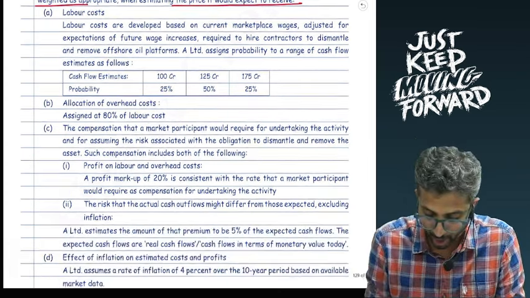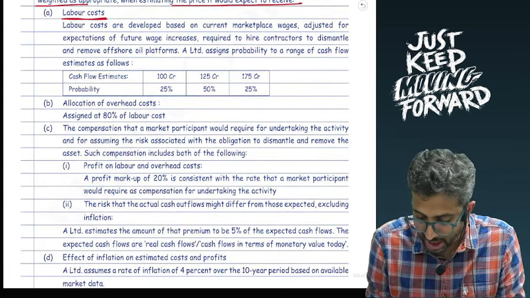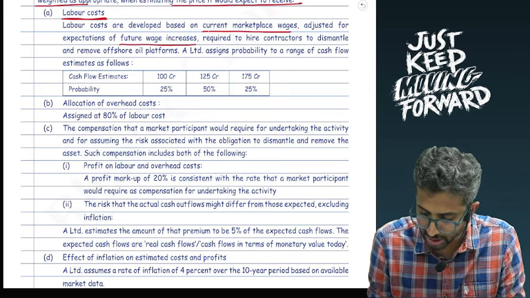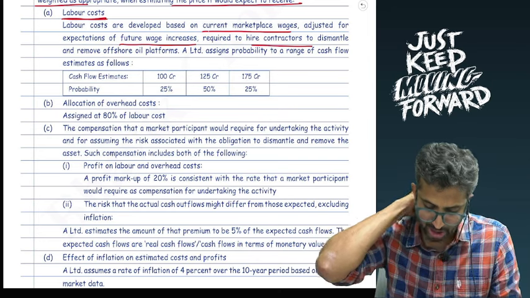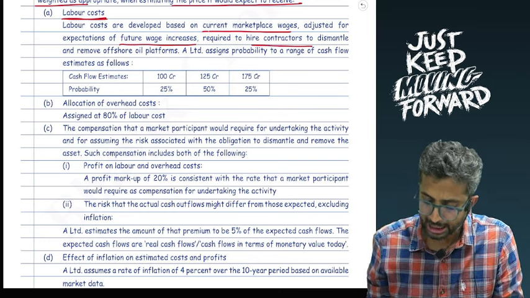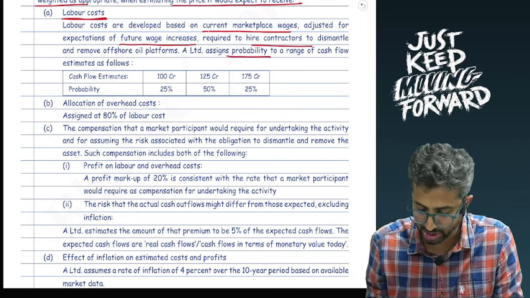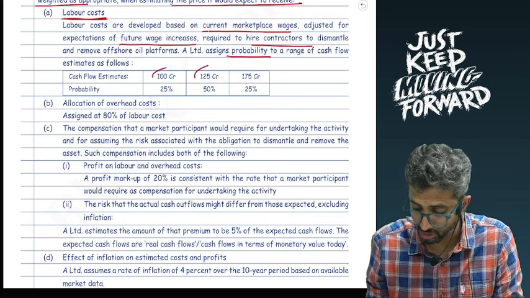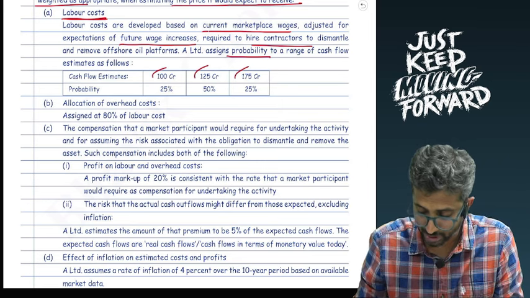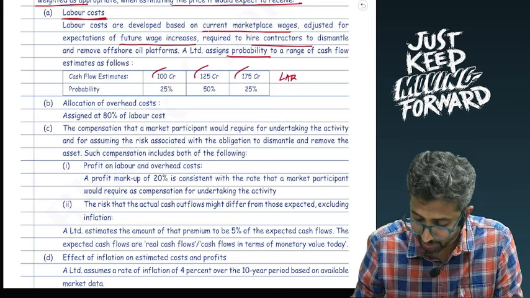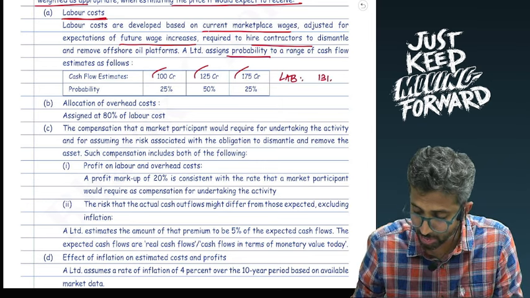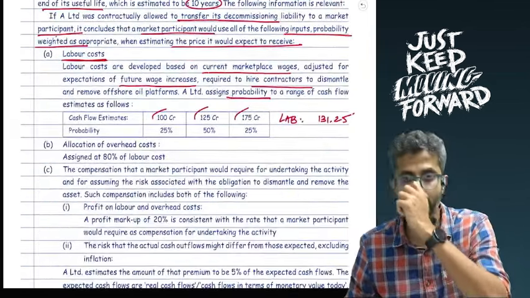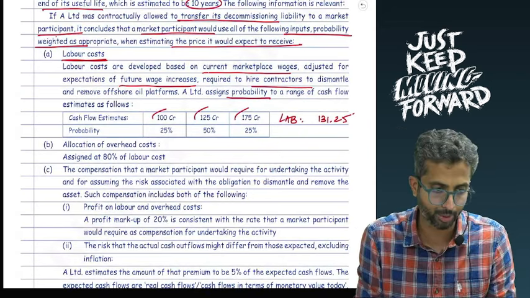So over here, sub point A, labor costs are developed based on current marketplace wages, adjusted for expectation of future wage increases required to hire contractors to dismantle and remove the offshore platforms. A assigns probability to a range of cash flows as follows. So labor cost may be 100 with a 25% chance, 125 with a 50% chance, and 175 with a 25% chance. If I do a probability based weighted average, your labor cost will approximately be 131.25. So over here, let us say 131.25 is your expected labor cost considering all possibilities.